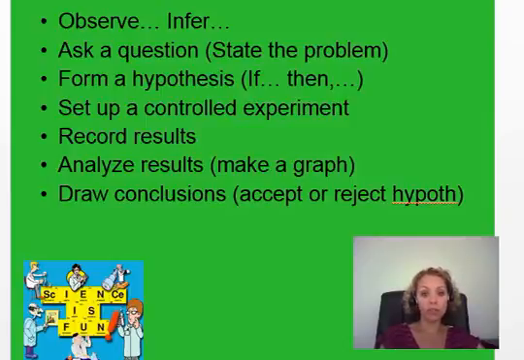We set up a controlled experiment, record our results, analyze our results, which sometimes means making a graph or some type of depiction so that we can share our results with others, and then we draw conclusions. At that point, we then either accept our hypothesis, saying yes, our hypothesis was correct, or we reject our hypothesis and say our hypothesis was not correct.